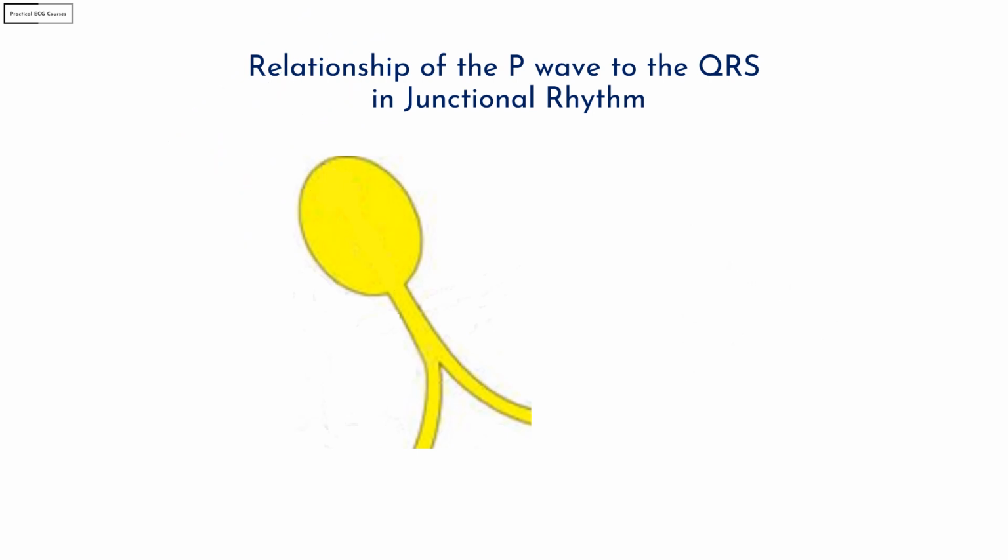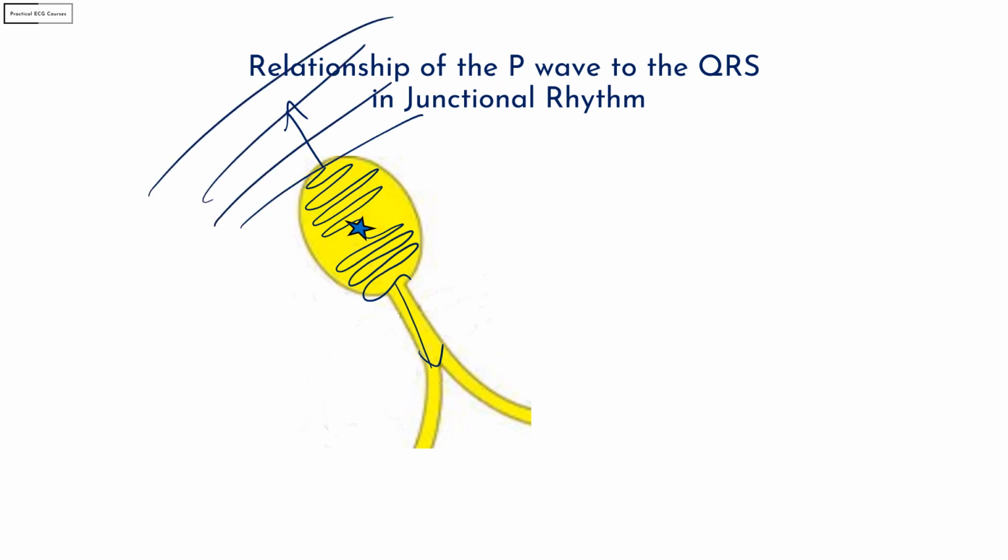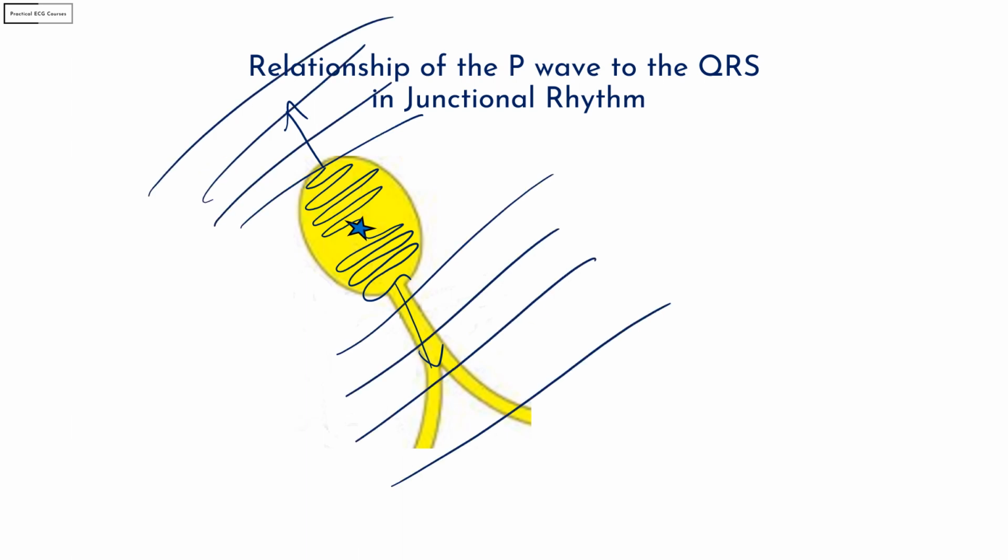Now, what if the focus of the junctional rhythm is in the center of the AV node? In this case, it has to travel equal distance on both sides, and therefore the impulse reaches the ends of the AV node almost simultaneously, and as a result, the atrial depolarization and the ventricular depolarization occur almost simultaneously. And how is this manifested on the ECG? The P wave is seen at the same time as the QRS. Because the P wave is so much smaller than the QRS, it is not visible on the ECG. And therefore, you have junctional rhythms where there are no P waves.